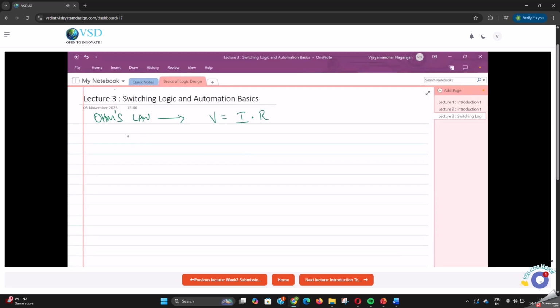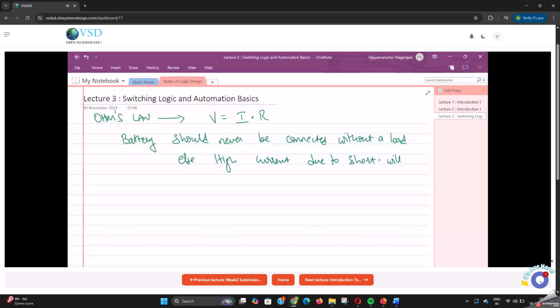And we saw that a battery should never be shorted, should never be connected without a load, because high current due to short will damage the battery. Correct? This is what we saw.